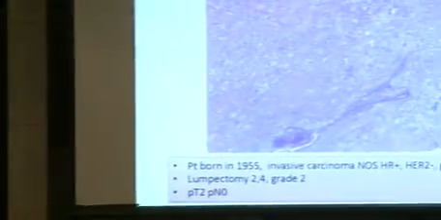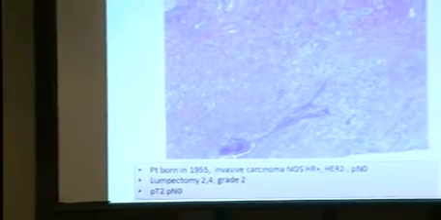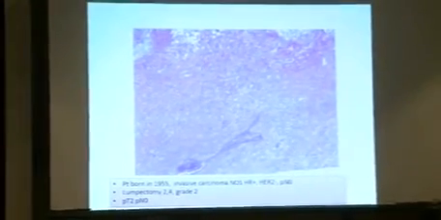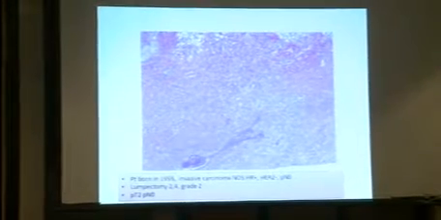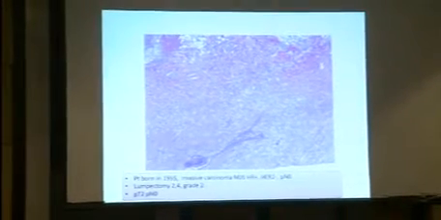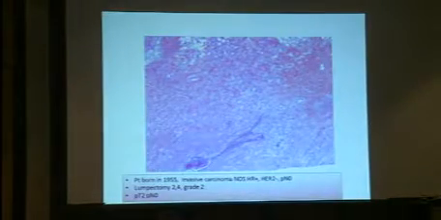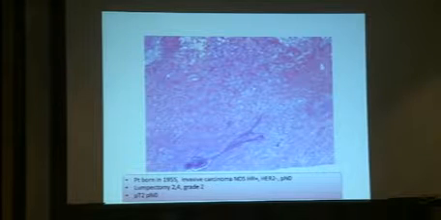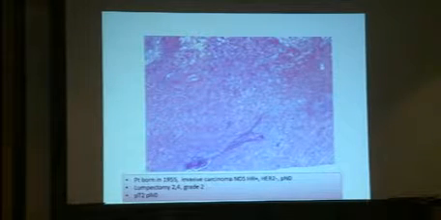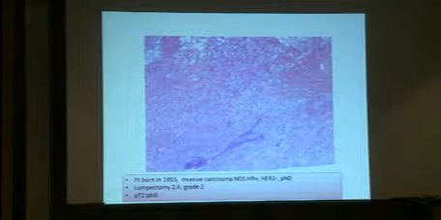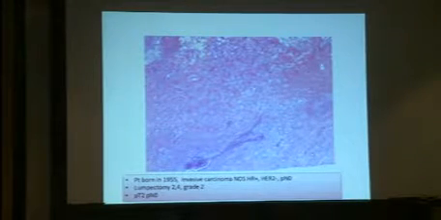pN0. She had a lumpectomy. This is a mistake, this is not a good case. Yes, it's a good case, sorry. So I changed the order, sorry. So she had a lumpectomy and the tumor measured 2.4 centimeters. It's a grade 2, so it's a pT2 and 0. She had a sentinel lymph node and it was negative.